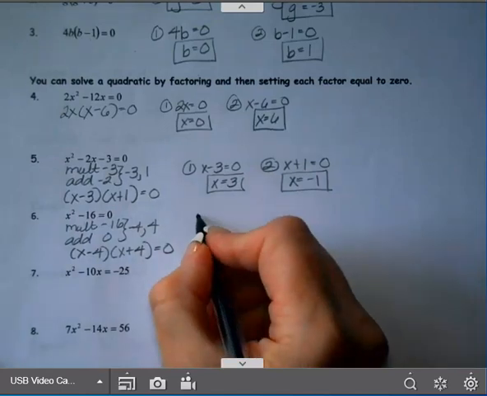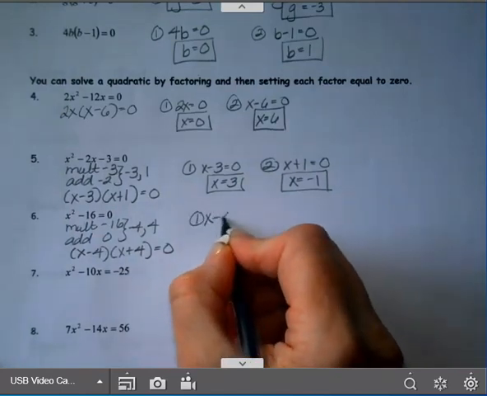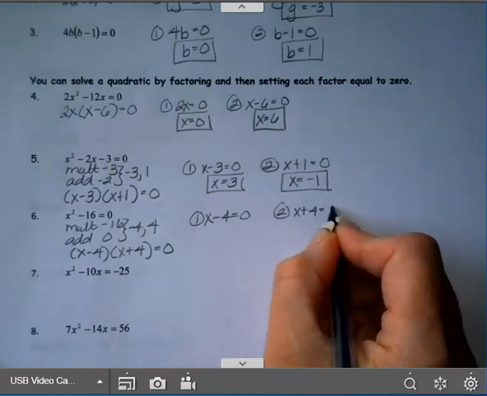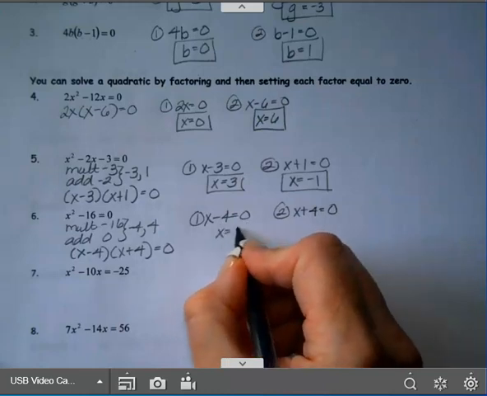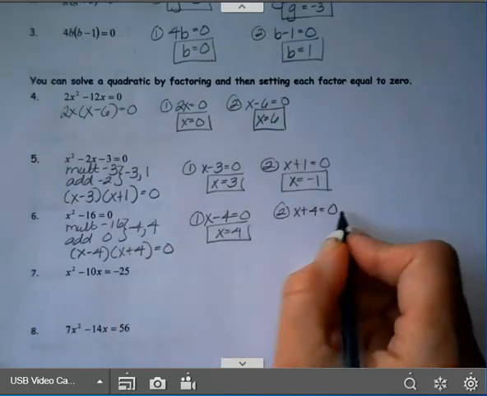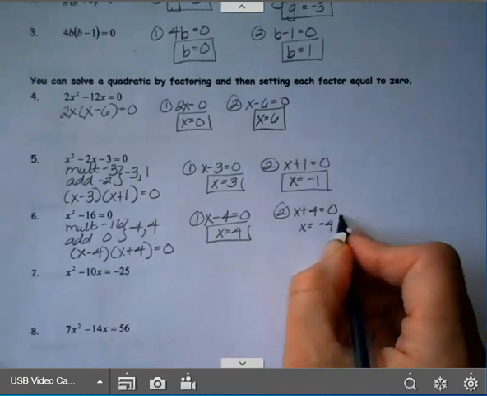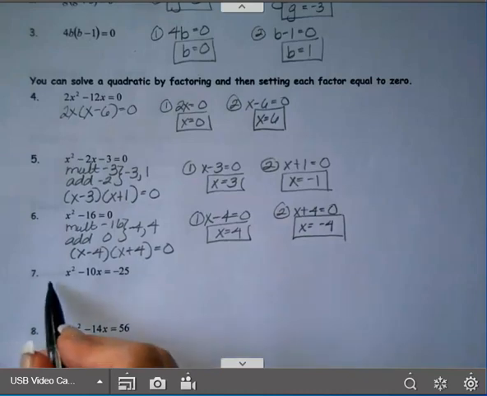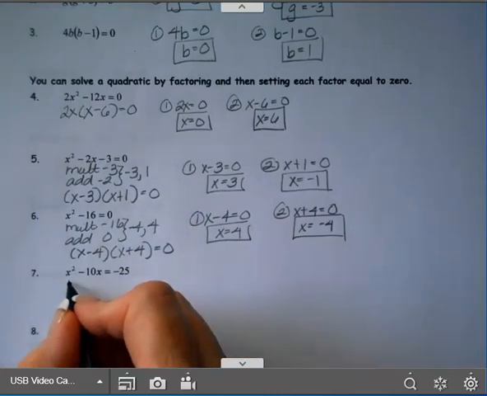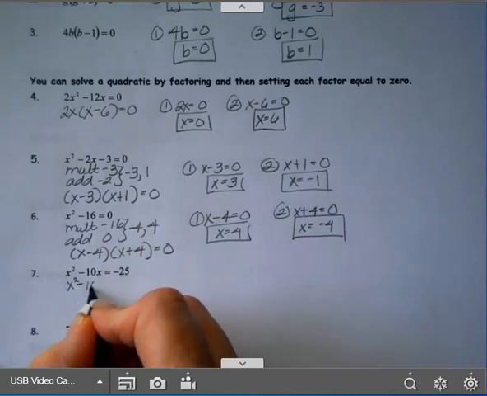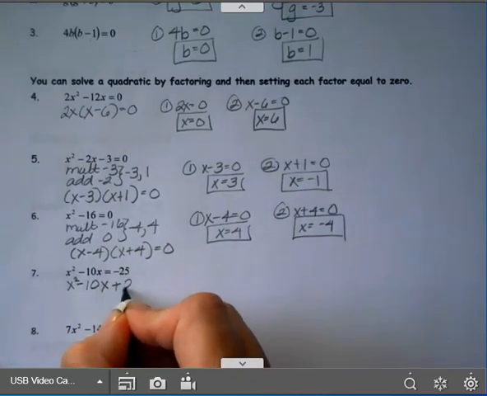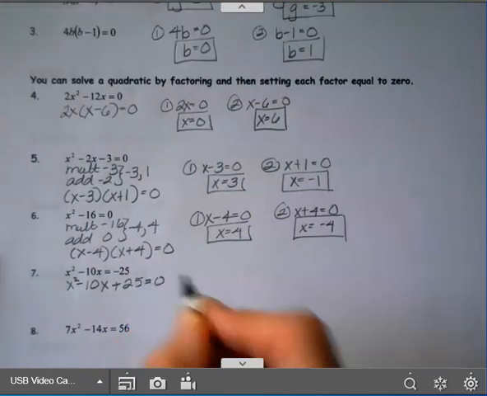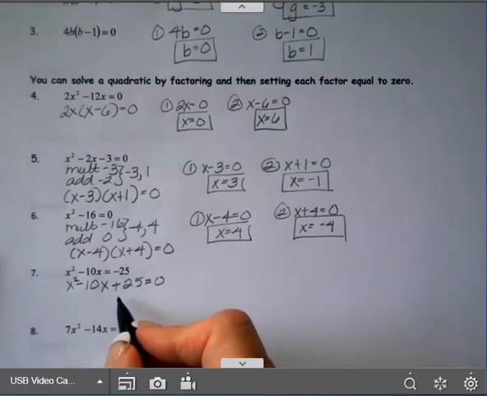My two solutions then, I have to set my factors equal to 0. Add 4 to this, so x equals 4 is a solution. Subtract 4 from that, and x equals -4 is the solution. On number 7, I'm going to add 25 to both sides. You need to set it equal to 0. And then I need to factor that once it's set equal to 0.